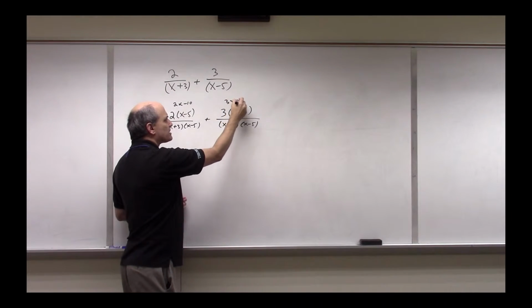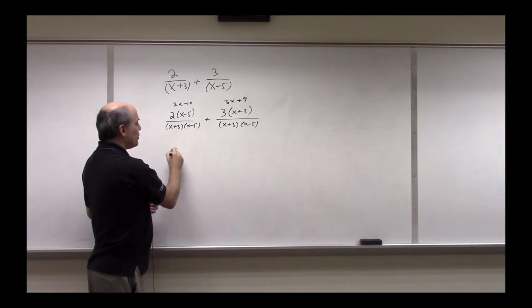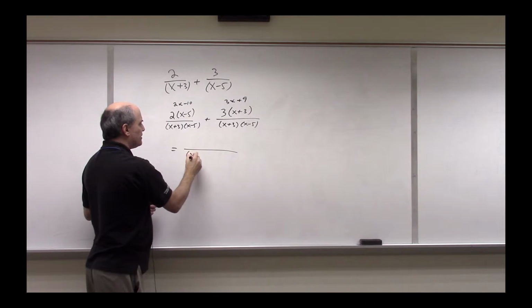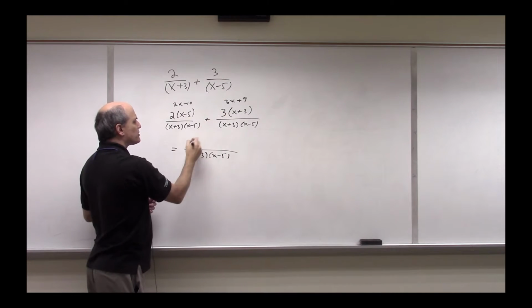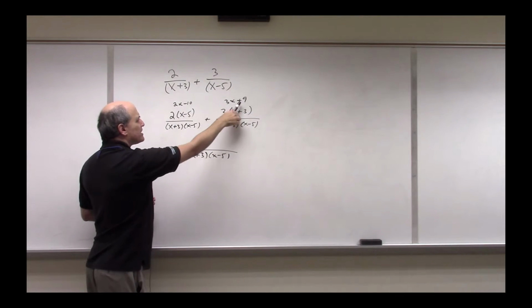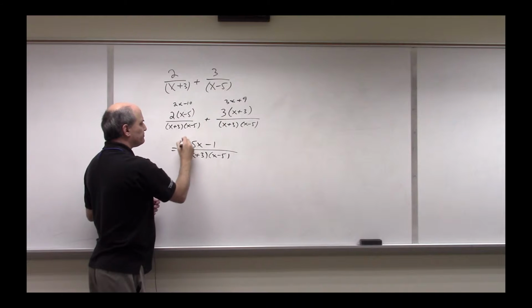This is 3x plus 9. So the final answer will be 2x plus 3x. Negative 10 plus 9 is negative 1.